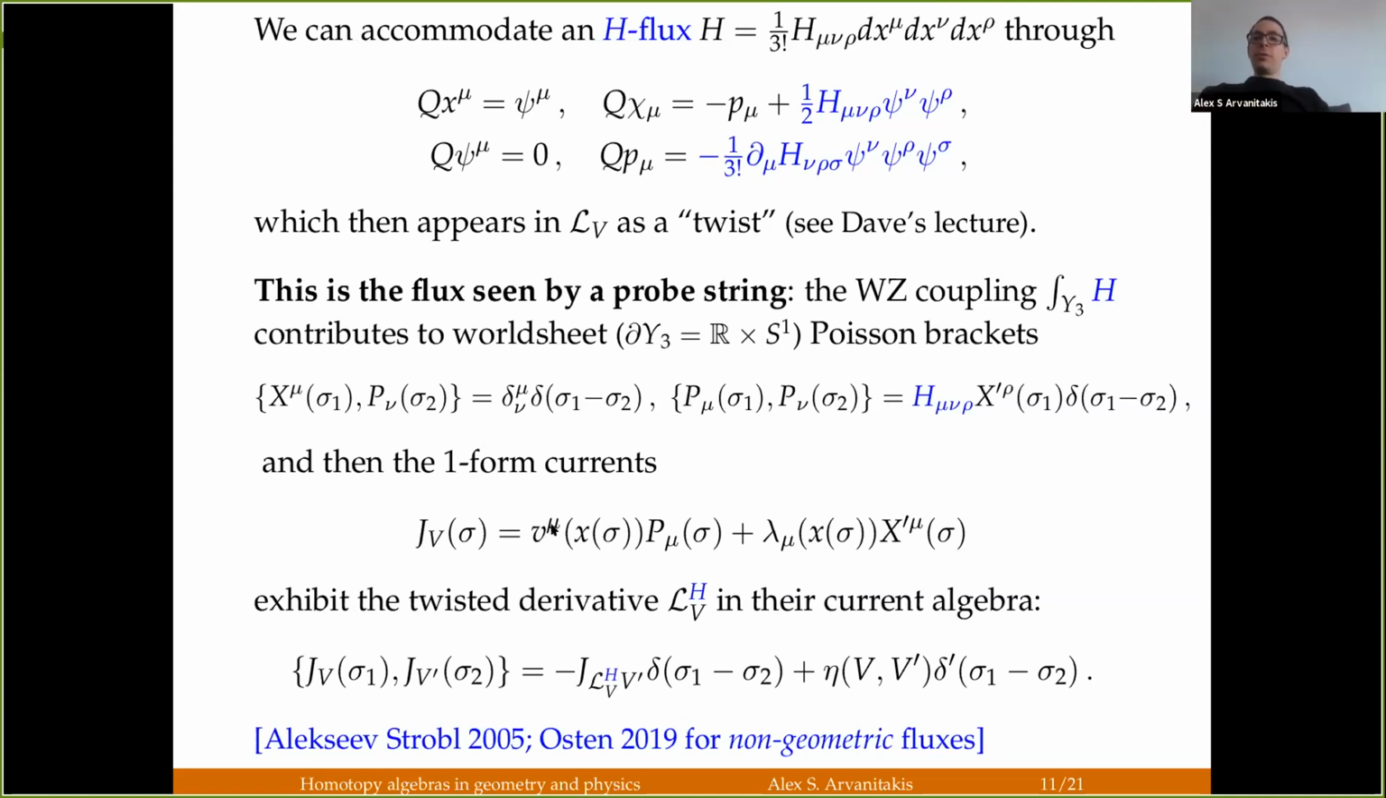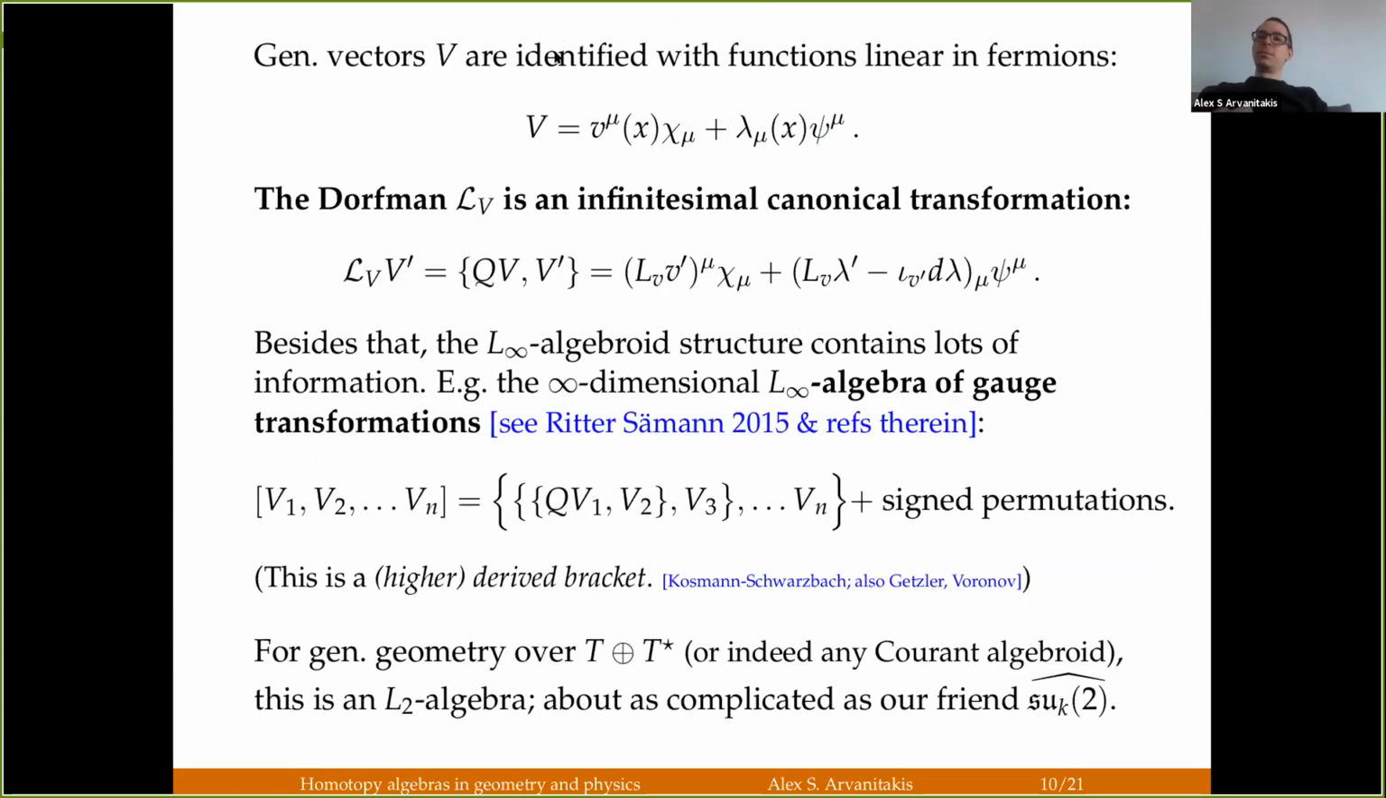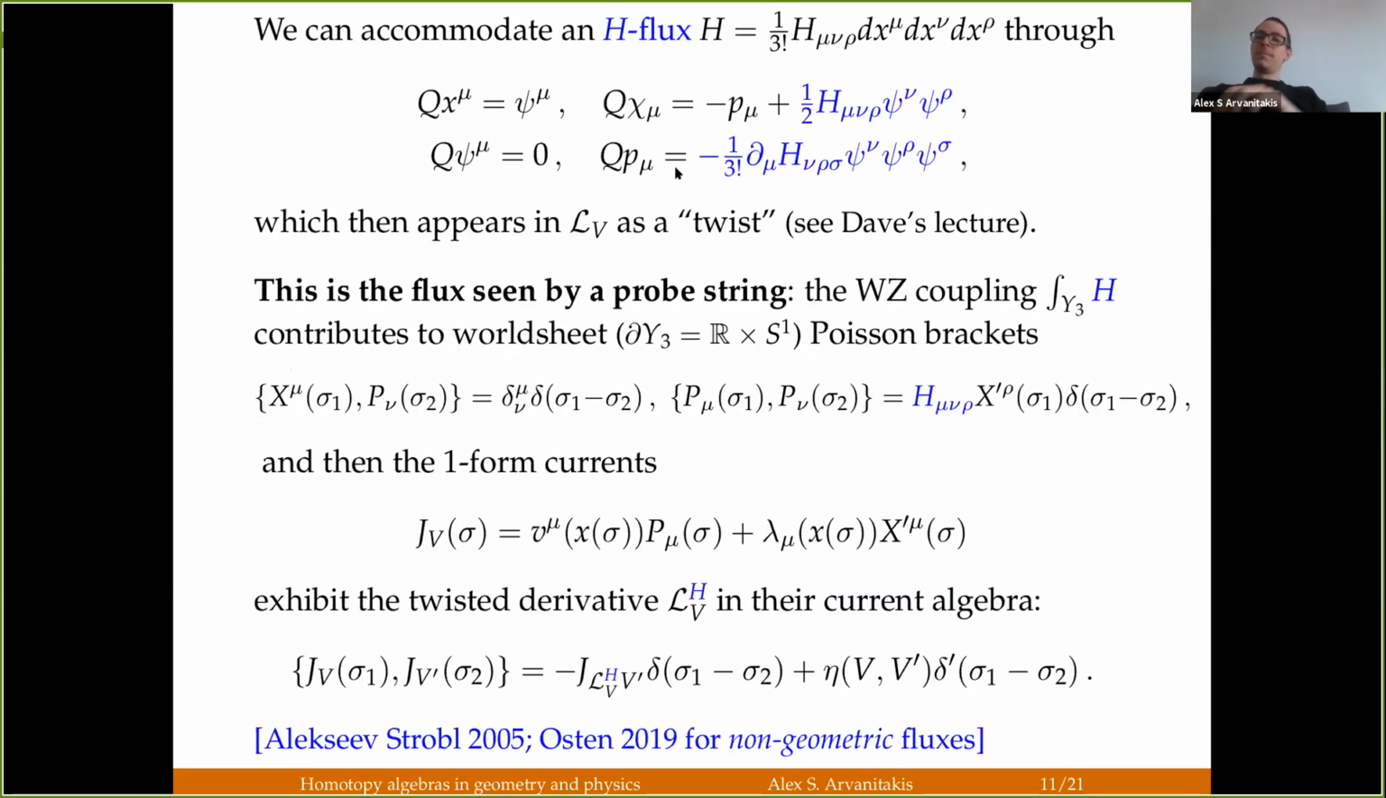So if you form currents linear in P and X prime, where prime is the S1 derivative, d over d sigma, then as we saw with the linear in fermions business here, you can accommodate a vector and a one form. And now the claim, and this is a slightly complicated calculation, at least compared to the two ones I have just given you.